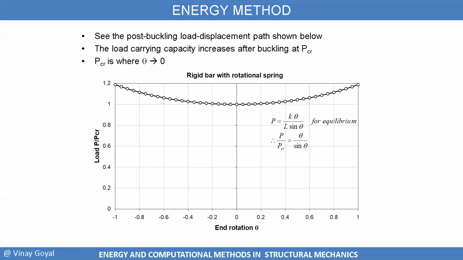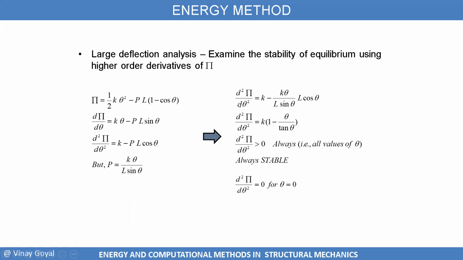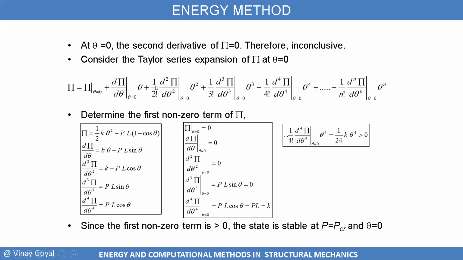So I now know that it's stable here in this curve, stable here in the straight line up, but at this particular point, I'm not sure what it is. We don't know what that is because the second derivative of pi with respect to theta squared is 0 for theta equals 0. And you know that when I put theta equals 0 here, I get k minus PL, but the critical value at buckling is k over L, so this gives you 0. So you can see here that I'm kind of stuck. So then I have to examine higher order derivatives to figure out what is going on.